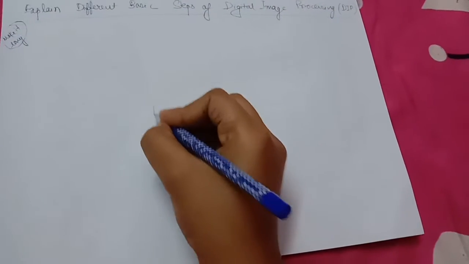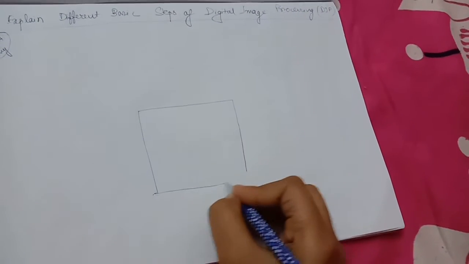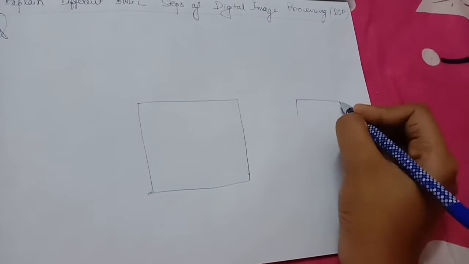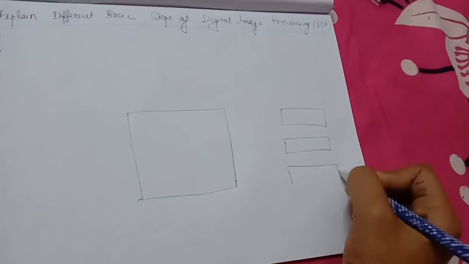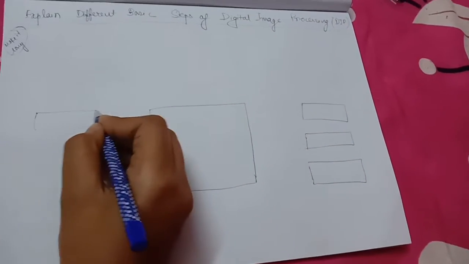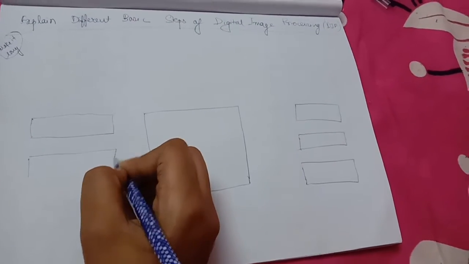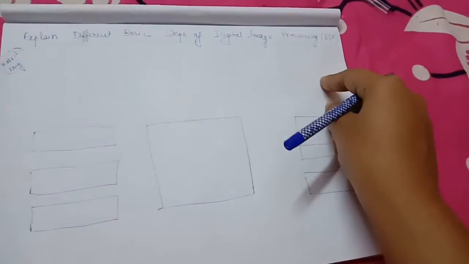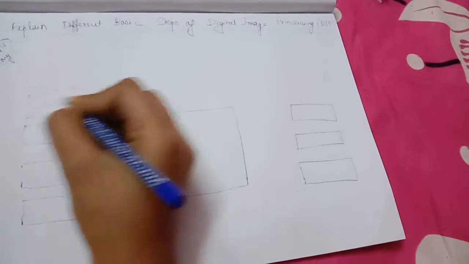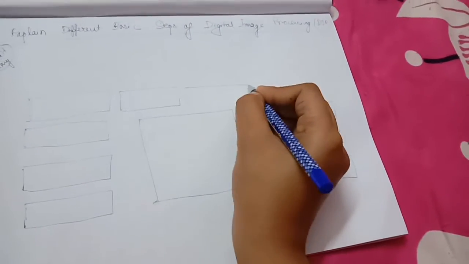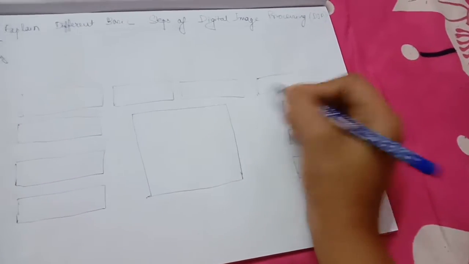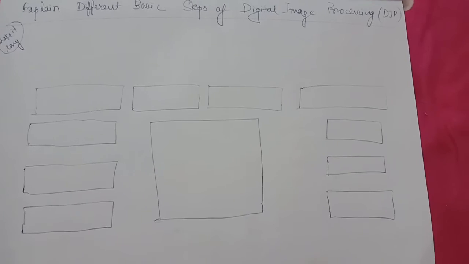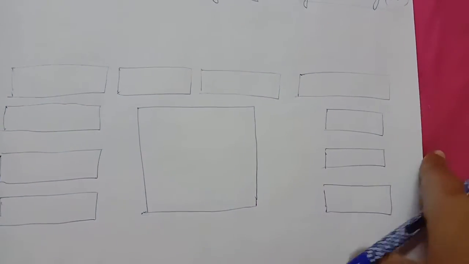At first, in the middle, you have to draw a main box. On this side, draw three boxes. On this side also, draw three boxes. In the upper part, you have to draw four boxes: 1, 2, 3, and 4. After drawing these boxes, let's start how to remember what you have to write in these boxes.